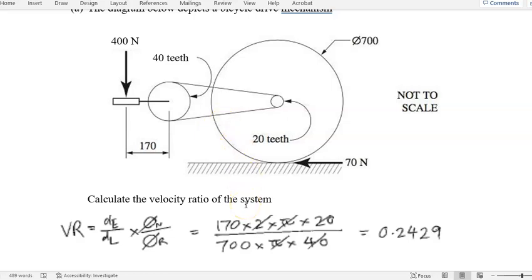First of all, I've only asked for the velocity ratio. Often I ask for the efficiency of the system, but because I didn't have enough marks to play with, it's only a short paper, and this is the part that I'm interested in. Velocity ratio is the hard part. So what are we looking at?